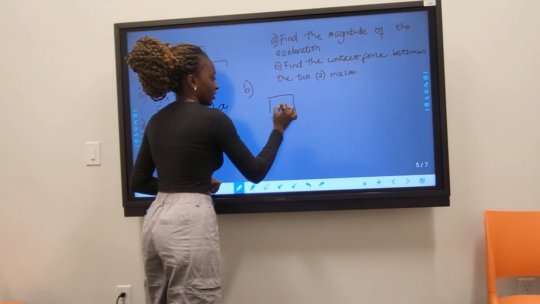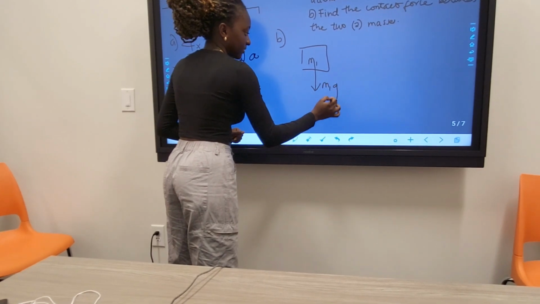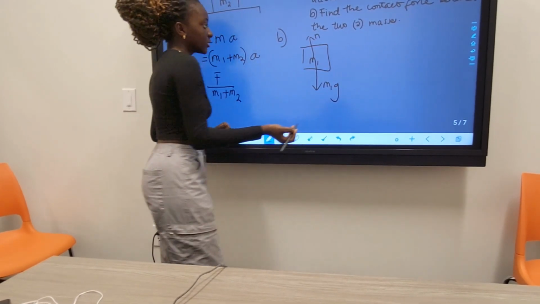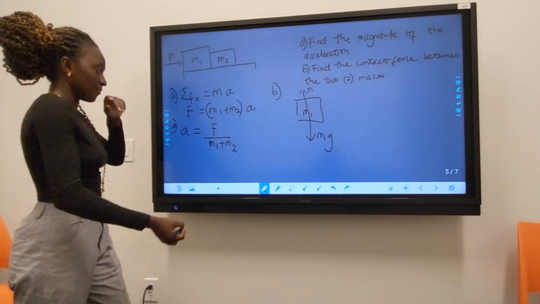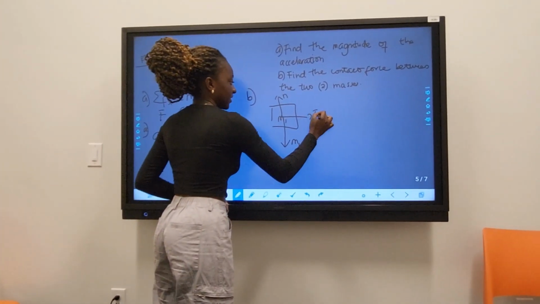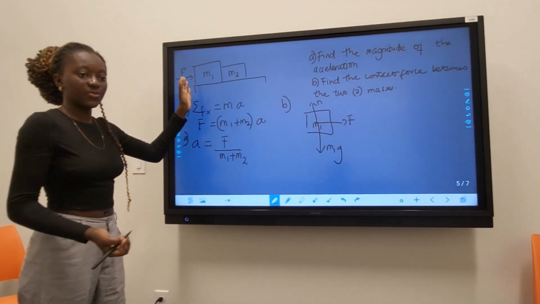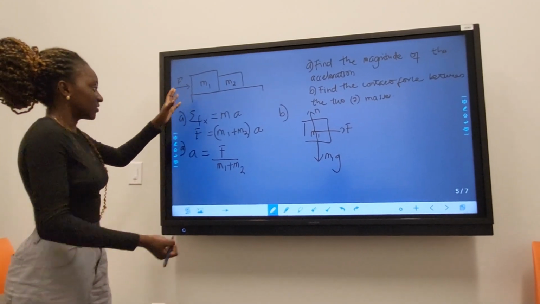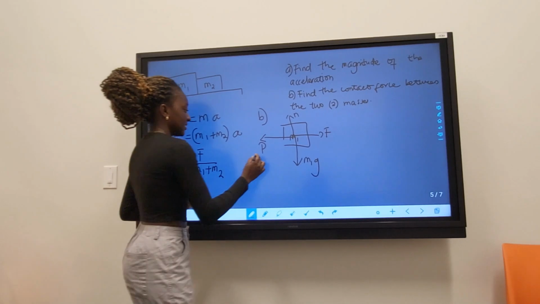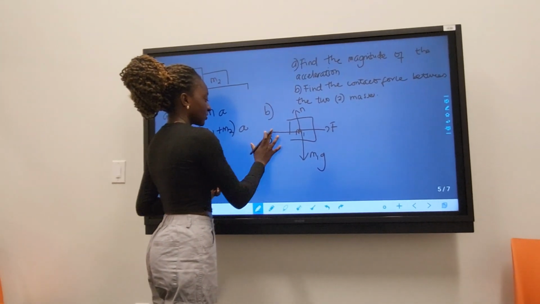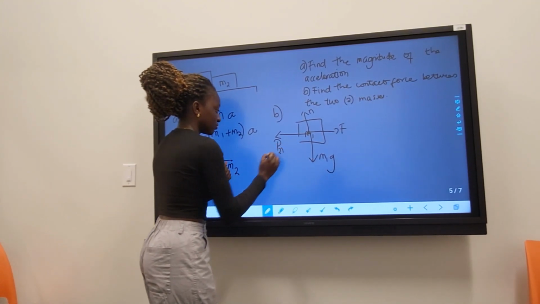So we have m1, which has weight acting downwards, so m1g, and then the normal force acting upwards. And looking here, you can see F is directly acting on m1, so we have F in this direction. Also, m2 is applying a reaction force on m1. That is denoted by P, and this is the contact force on m1 applied by m2.